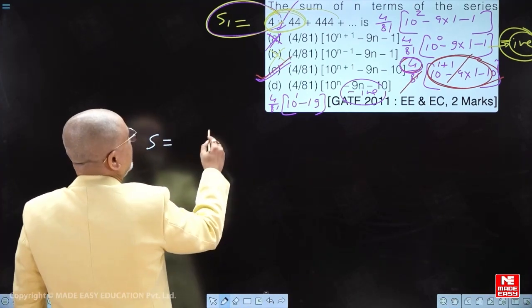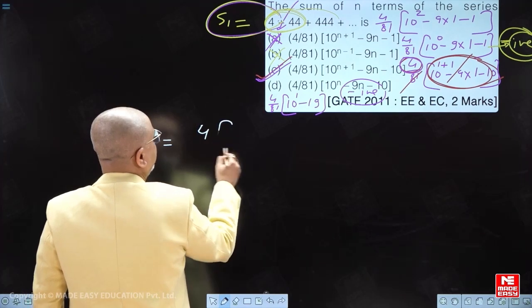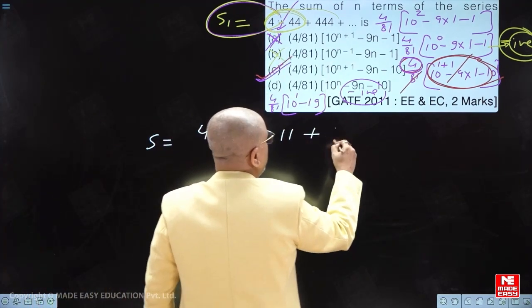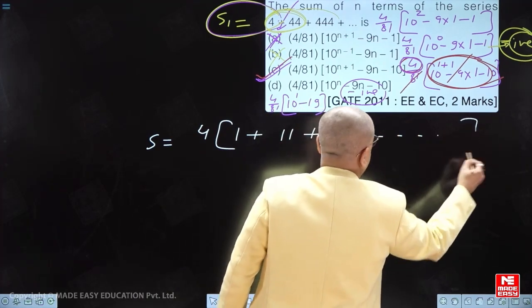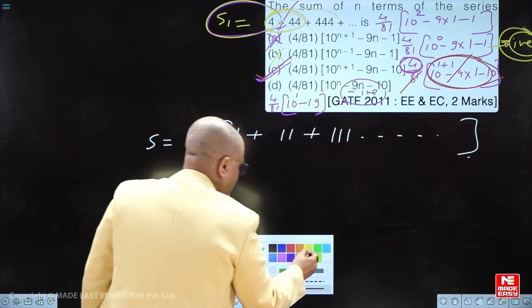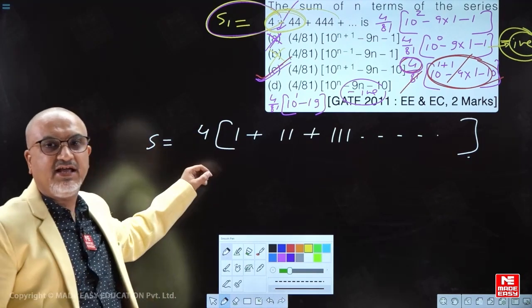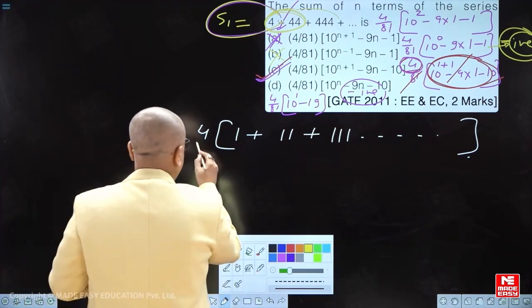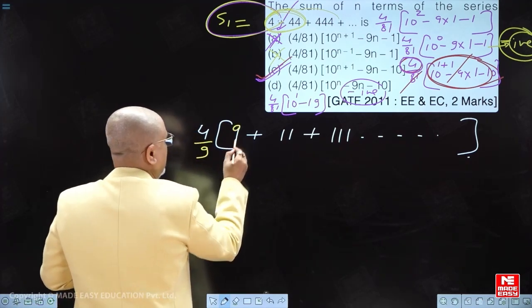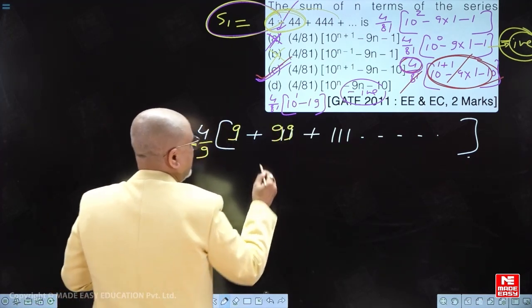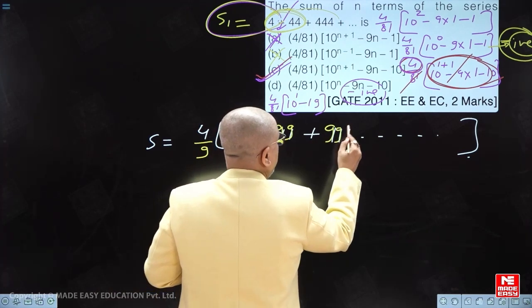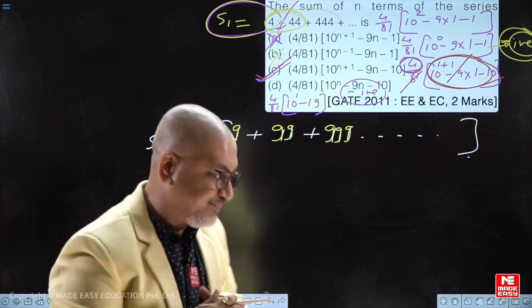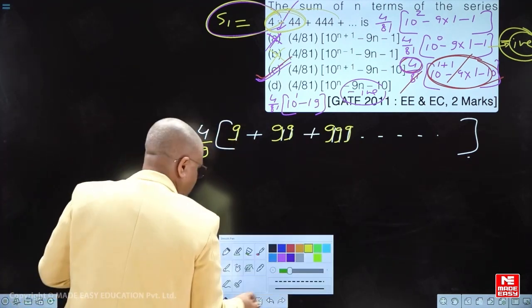Don't worry at all. S is equal to 4, take 4 common, we have 1, 11, 111, and in this way. Now, what am I doing here? I am dividing and multiplying by 9. So below I wrote 9, and above I also have to write 9. Multiplying and dividing the series by 9, right? So I can easily do that.